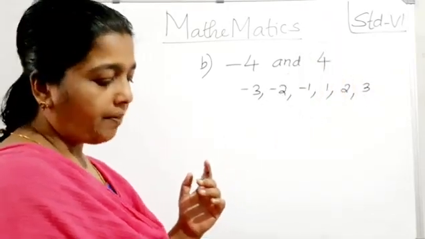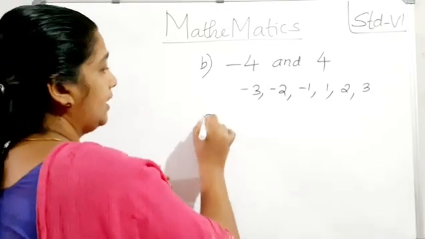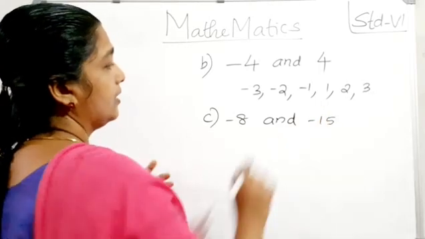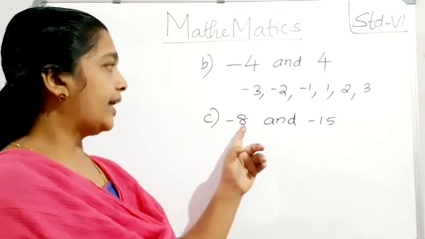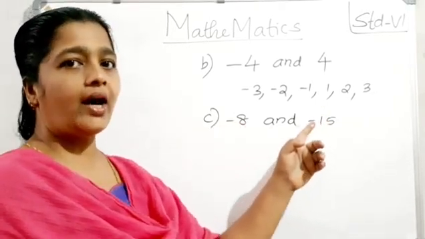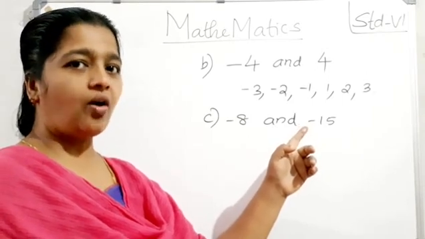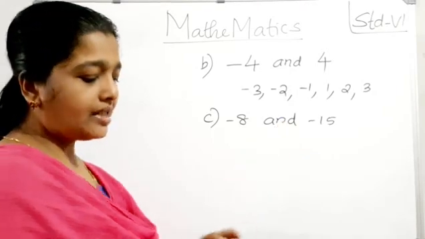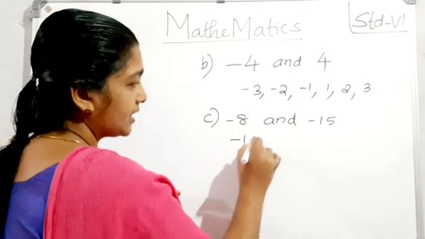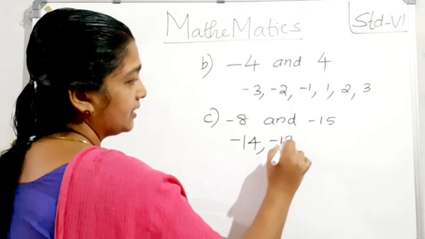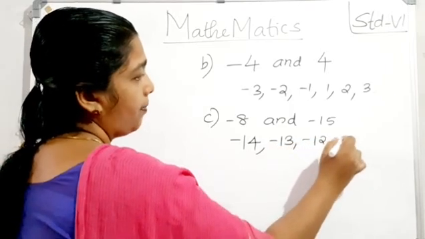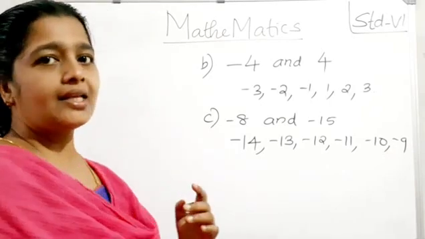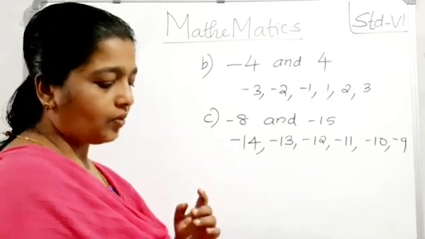Next question. Minus 8 and minus 15. So between minus 8 and minus 15 you want to write in ascending or increasing order. Say the answer. Yes. Minus 14, that is the smallest one, minus 13, minus 12, minus 11, minus 10, minus 9. Understand? Yes.